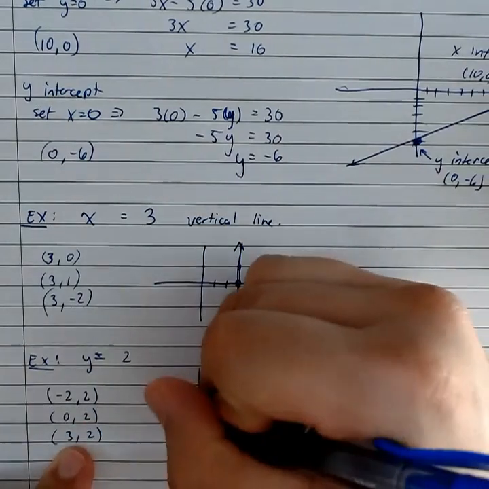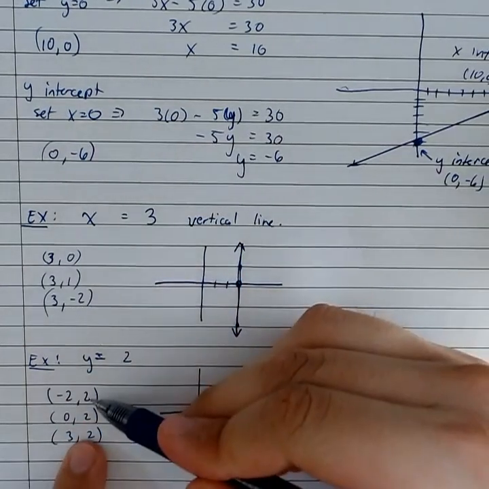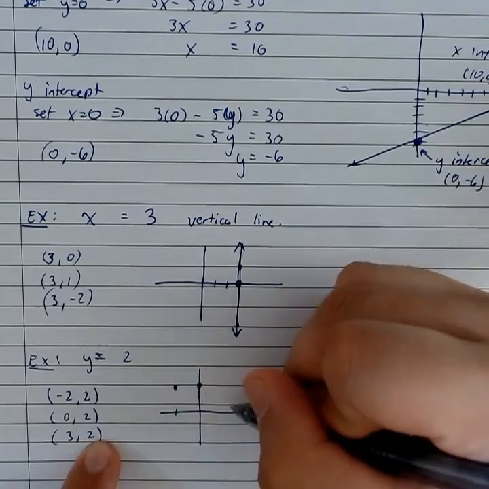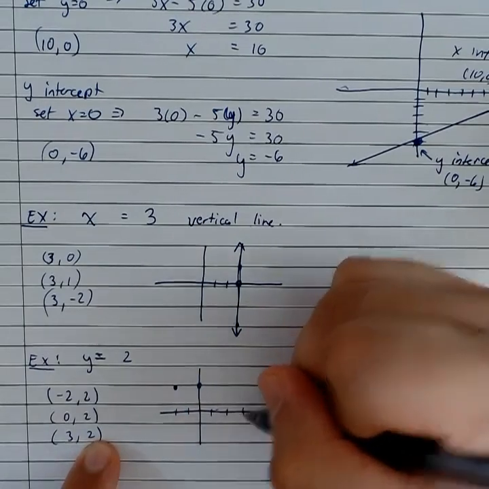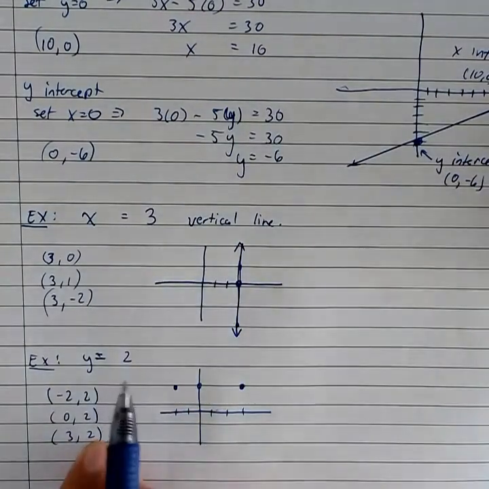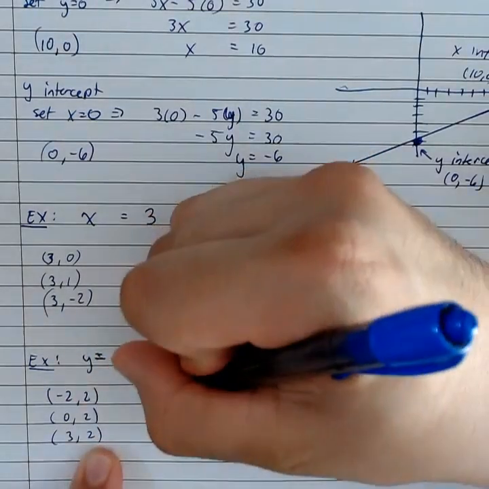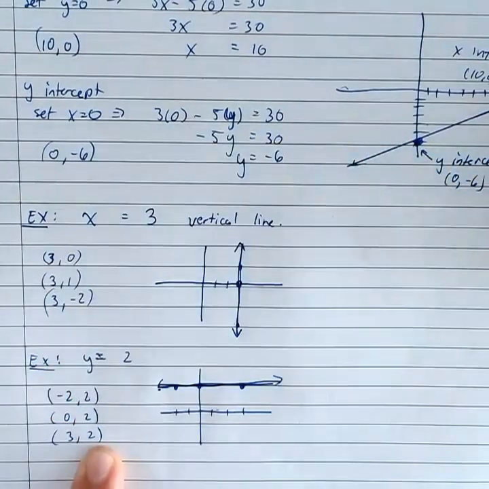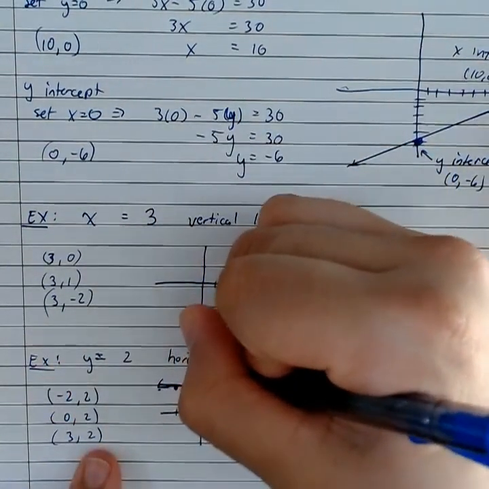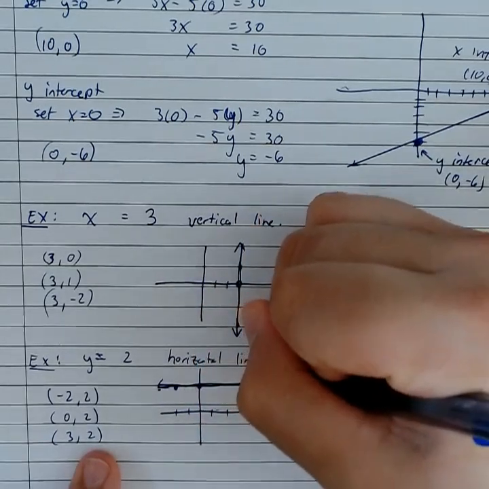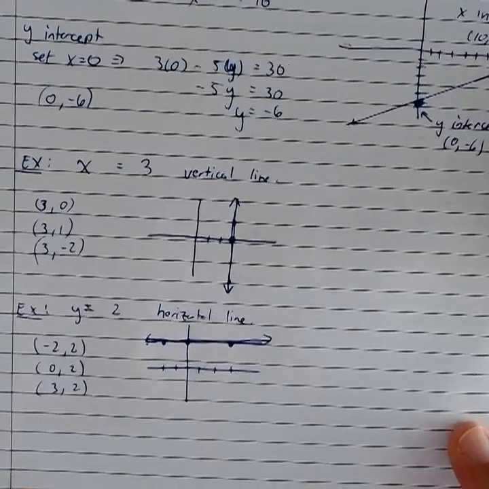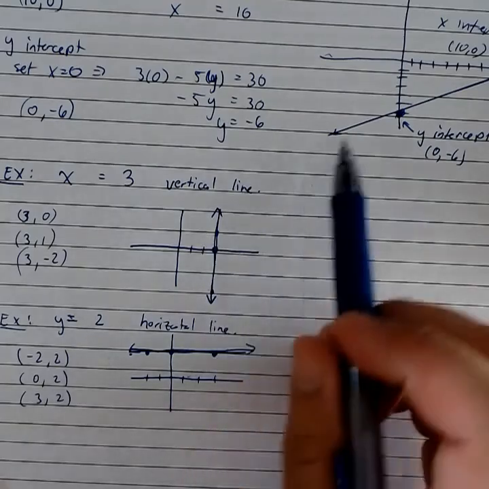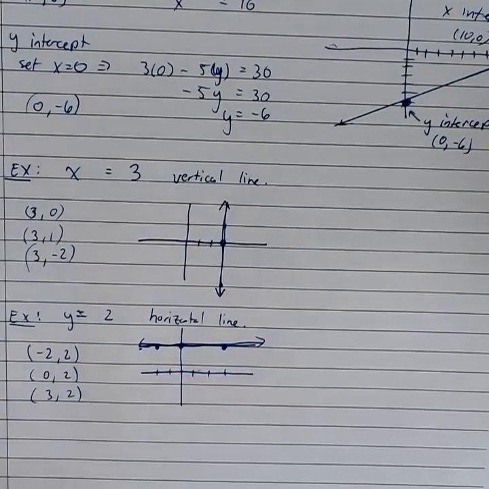Here, if we graph this, since the y values are always the same, negative 2 comma 2, 0 comma 2, 3 comma 2, notice all these points are directly across from each other. This will give you a horizontal line. Whenever you have x equals something, that's a vertical line. Whenever you have y equals something, that's a horizontal line. Every time. So these are special cases. These do still qualify as linear equations. And in fact, you notice the graph is still a straight line. It's just not a slanted line the way it usually is.